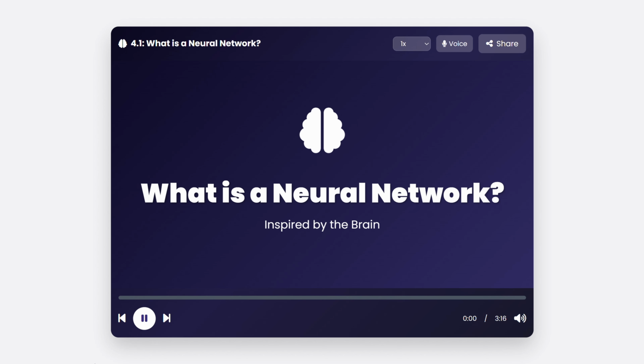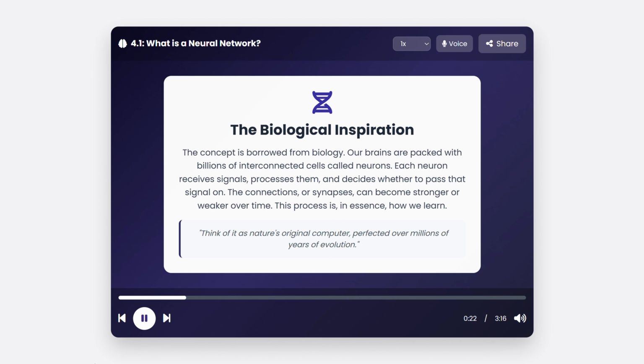So, what exactly is a neural network, and how is it inspired by the most complex machine we know, the human brain? The entire concept of a neural network isn't something we invented from scratch. It's an idea borrowed from biology. Our brains are packed with billions of highly interconnected cells called neurons. Each neuron receives signals from others, processes them in its cell body, and then decides whether to fire and pass that signal along. The connections between these neurons, called synapses, can become stronger or weaker over time. This constant adjustment is, in essence, how we learn new things.